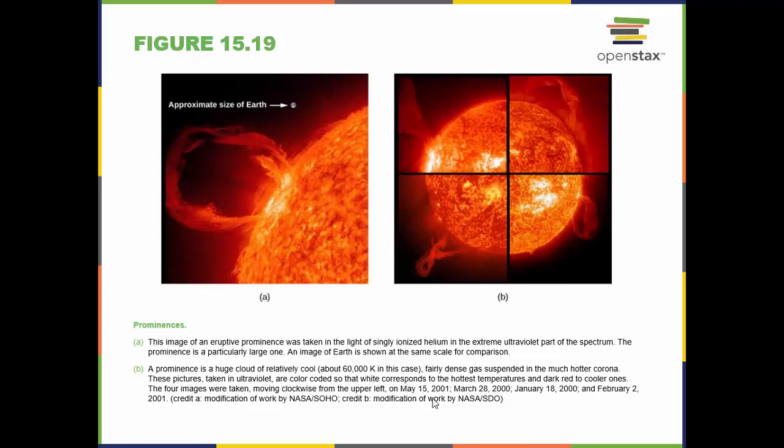And these pictures, of course, were taken with ultraviolet. So don't forget, this color was coded so that white corresponds to the hottest temperature and dark red to the cooler ones. The 4 images were taken moving clockwise from the upper left on May 15th, May 28th, January 18th, and February 2nd as we rotate through time.